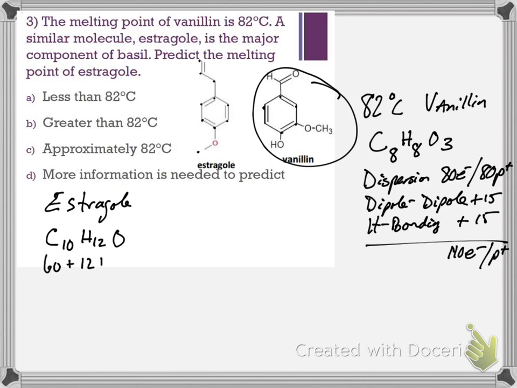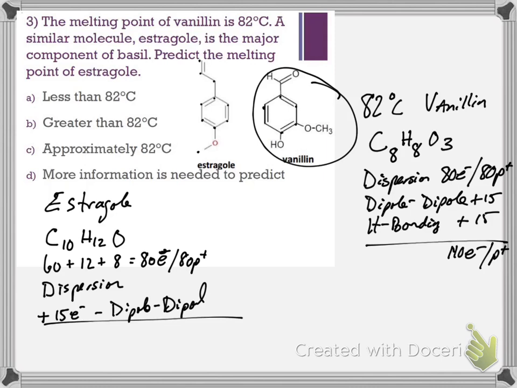So we go look at estragole, 60 plus 12 plus 8 is 80 electrons. It has dispersion, but also has dipole-dipole, 15 electrons additional, but no hydrogen bonding, for a total of 95. So based on this analysis, we'd expect that estragole cannot have a melting point similar to vanillin, and we would pick less than 82 degrees. It's significantly lower in the total number of equivalent electrons and protons.